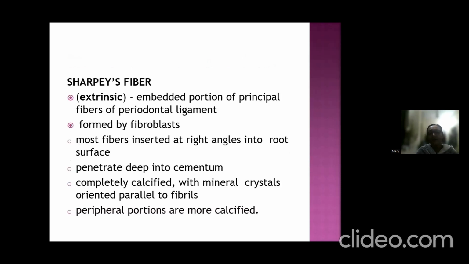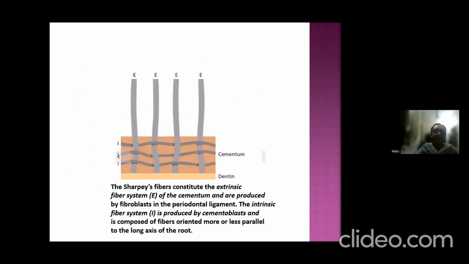Sharpey's fibers are the embedded portion of the principal fibers of the periodontal ligament. They are mainly formed by fibroblasts, and these fibers mostly insert at right angles to the root surface, and they penetrate deep and become completely calcified, and the peripheral portions are comparatively more calcified than the central portion. So this is the structure of the Sharpey's fibers.